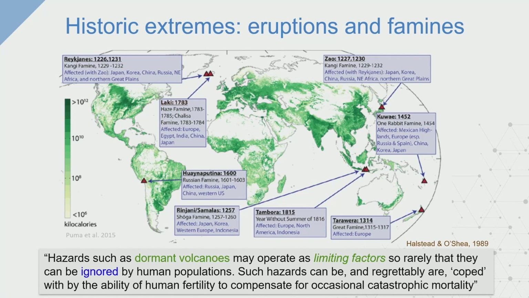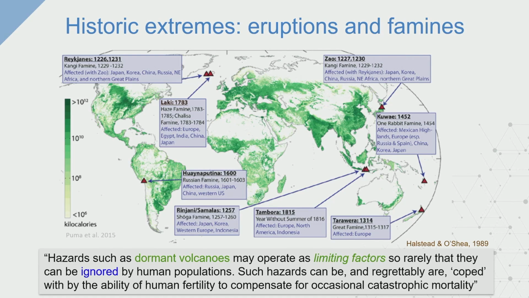But we see other events. So the Laki eruption of 1783 led to global disruptions. So famines in Europe, Egypt, India, China, Japan. So major events, major extremes that we need to be concerned about.